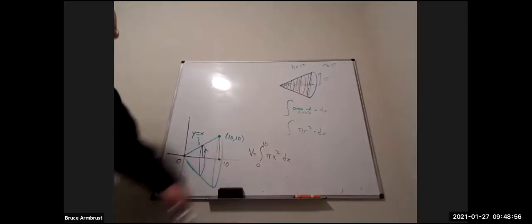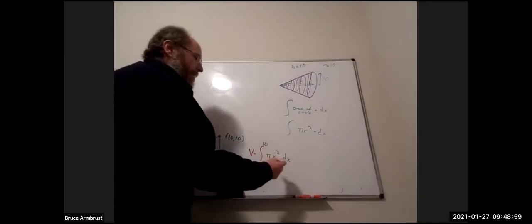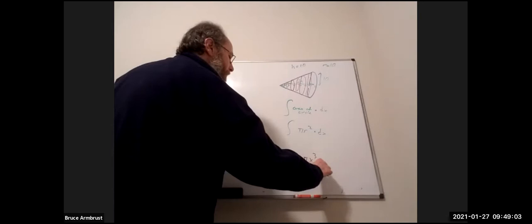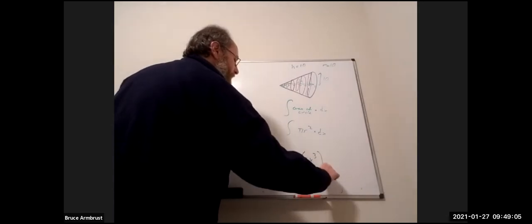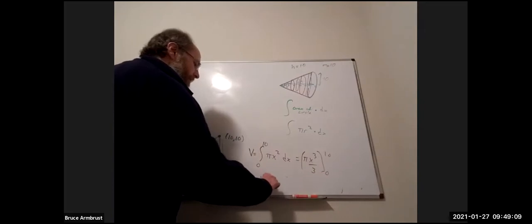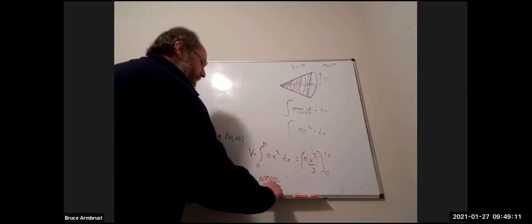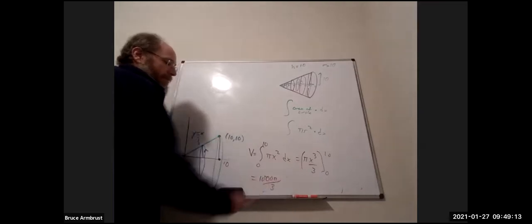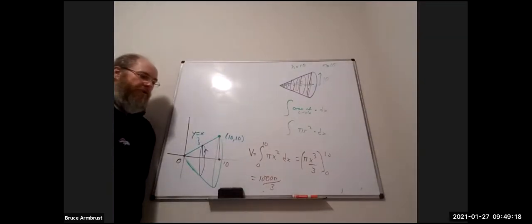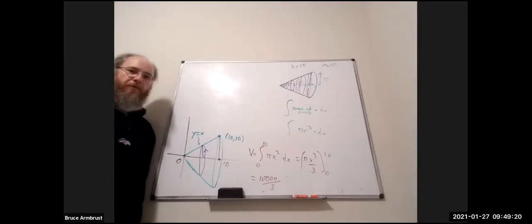All right, well, if we do this real quick, the pi is a constant. The x squared becomes x cubed over 3. So we get pi times x cubed over 3 evaluated at 0 and 10. Plugging in 10 gives us 1,000 pi over 3. Plugging in 0 gives us 0. And there you go, ladies and gentlemen. There is the volume of that cone.